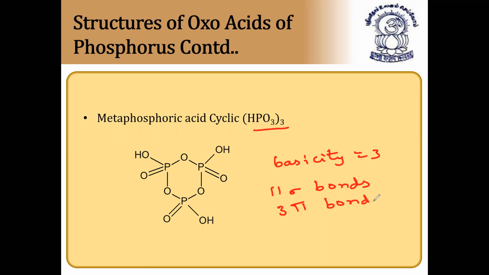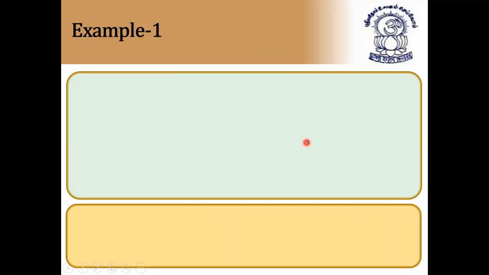So once again we can count. And OH also we have, OH directly. So 1, 2, 3, 4, 5, 6, 7, 8, like that. Even if you take the OH also, you'll get 11 plus 3 sigma bonds, because OH also is related like this. So that is 14 sigma bonds and 3 pi bonds. That's very, very important. So this is clear. These are the oxo acids of phosphorus.